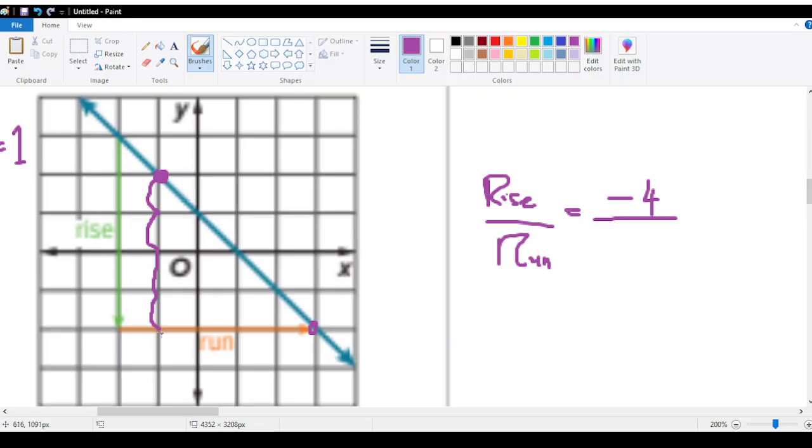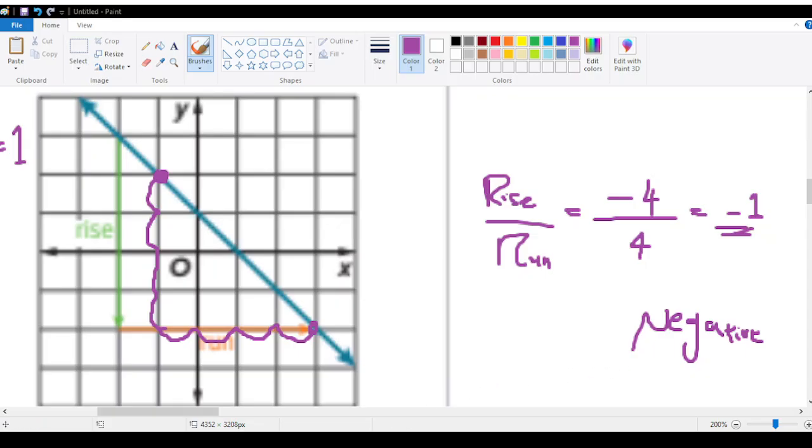Look, the run is the normal run. You are going to the right, so it will be a normal 4. So -4 over 4 is -1, and the final answer is -1. So as you see, the slope here is what? Negative. Yes. So this is the difference between the two types of slope.